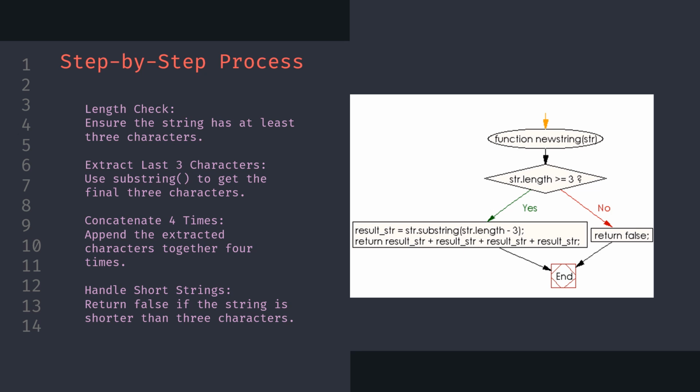First, we validate the string length to ensure it meets the minimum requirement. Then, we extract the last three characters using substring and concatenate them 4 times to form the result. If the input string is shorter than three characters, the function returns false, ensuring no unexpected behavior.